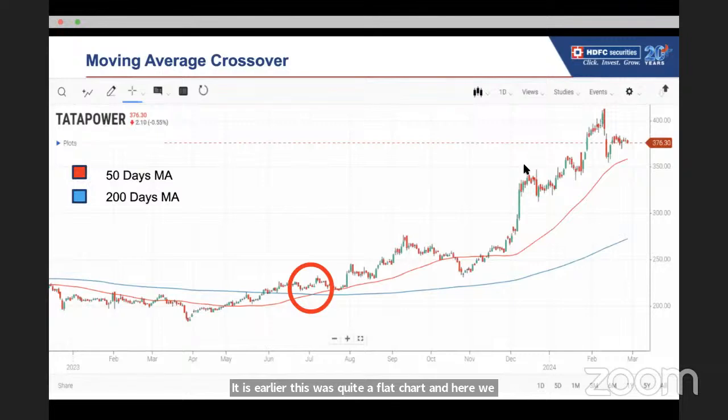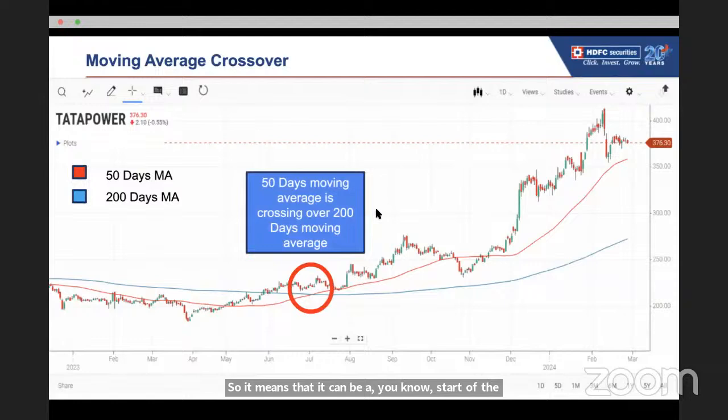Okay, moving averages हमें क्या बताते हैं? Trend बताते हैं. All right, so it means that it can be a start of the positive trend from here. So how do we trade based on this?